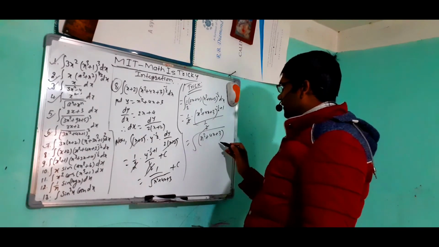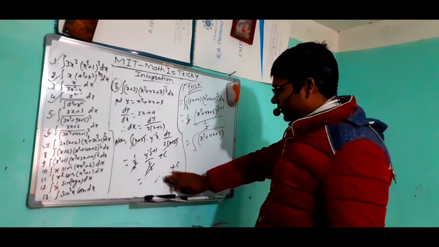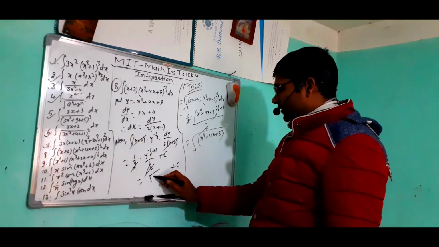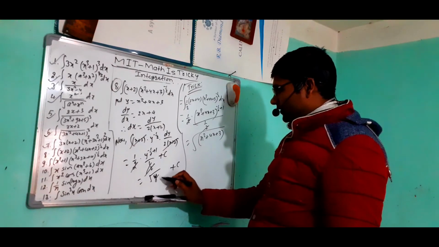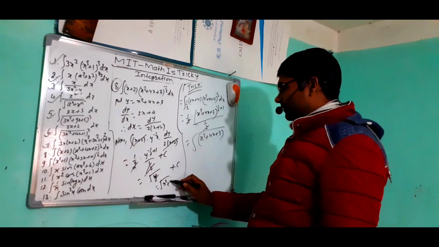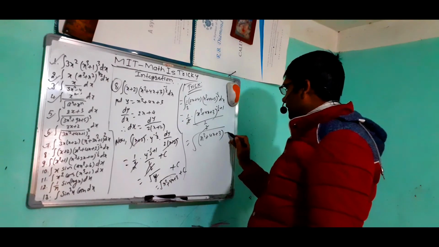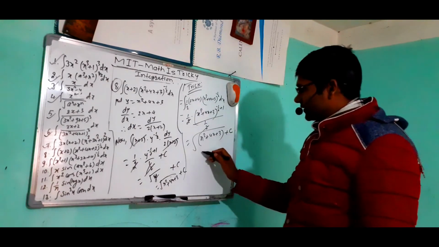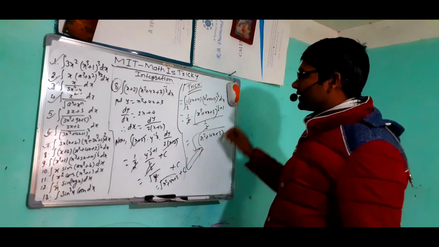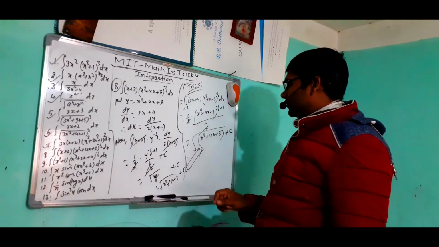We'll be getting the same answer, (x square plus 4x plus 3) power 1 by 2, which means square root. So it is the square root of x square plus 4x plus 3 plus c. Same thing, plus c. We are getting the same answer.